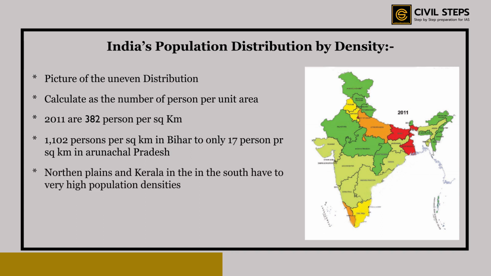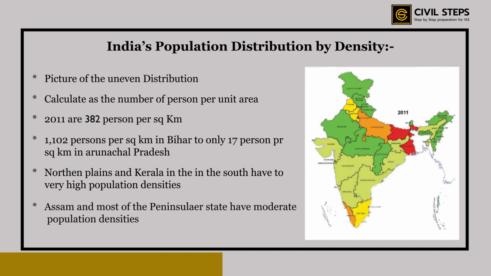The northern plains and Kerala in the south have high to very high population densities because of the flat plains with fertile soils and abundant rainfall. Assam and most of the peninsular states have moderate population densities. Hence, hilly, dissected and rocky nature of the terrain, moderate to low rainfall, shallow and less fertile soils have influenced the population densities in these areas.